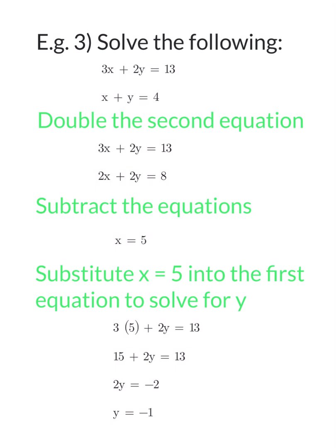So now we substitute x equals 5 into the first equation to solve for y. So 3 5s are 15 plus the 2y equals 13. Subtract the 15 from both sides. And we get 2y equals minus 2. Dividing by 2 gives us y equals minus 1. So for this set of simultaneous equations, x equals 5 and y equals minus 1 is the solution.